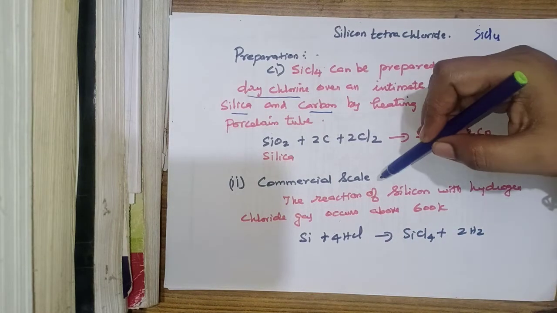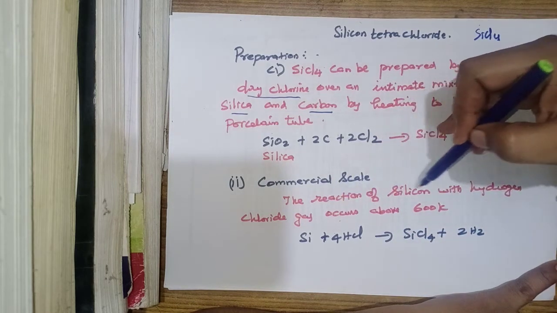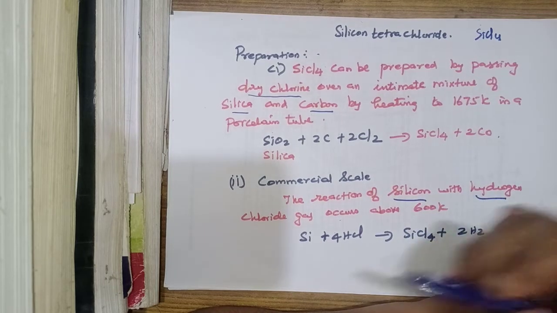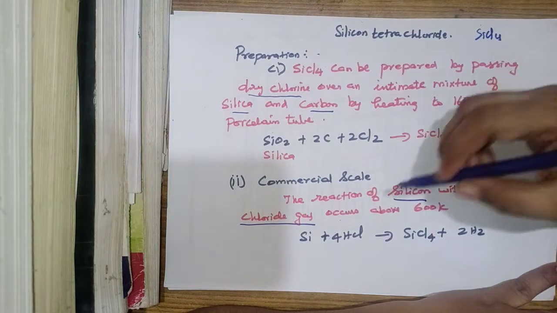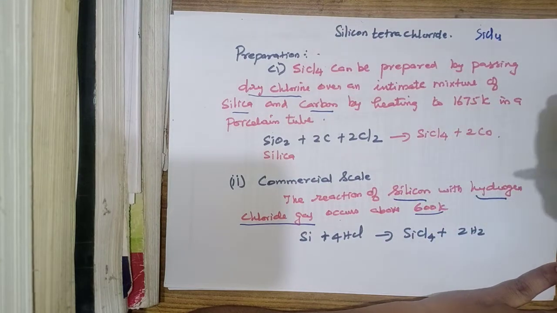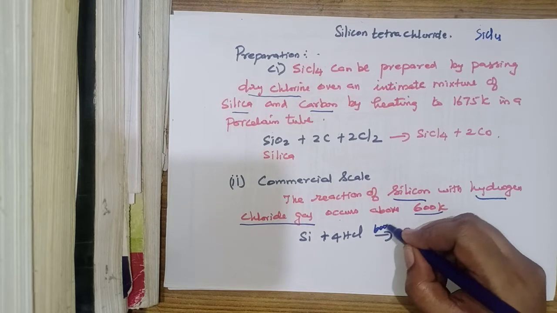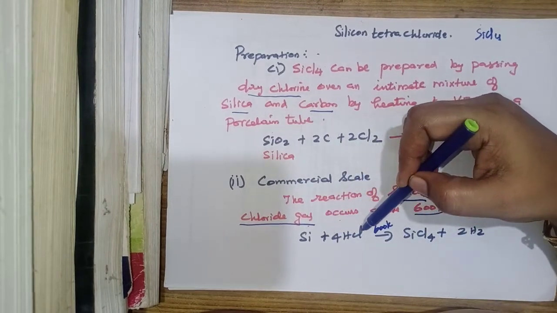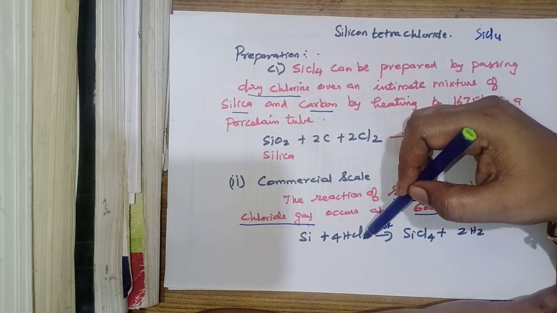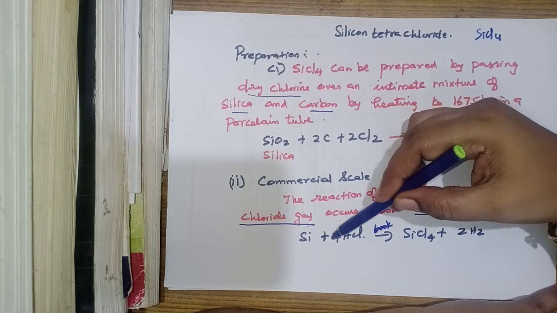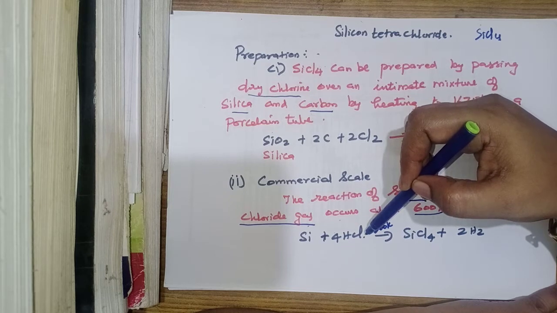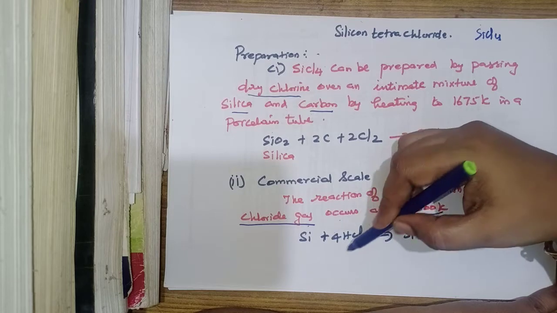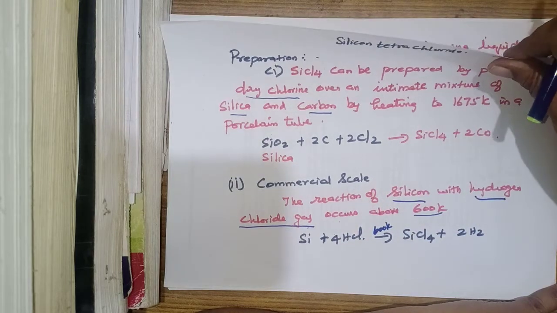The next one is the commercial scale preparation of silicon tetrachloride with hydrogen chloride gas, HCl, above 600 Kelvin. Now write silicon plus 4 HCl, that is hydrogen chloride gas. You need 4 chlorines, so you take 4 moles of HCl. Write here SiCl4. The remaining 4 hydrogens come out as 2H2 gas.